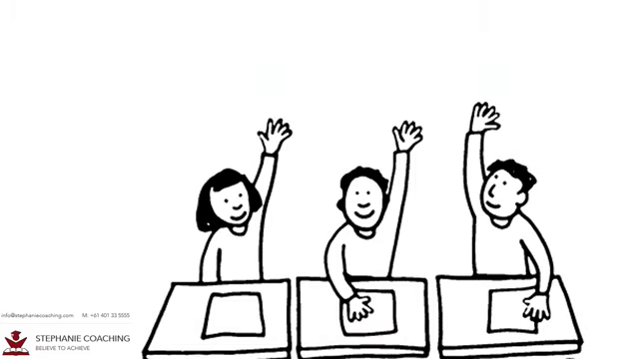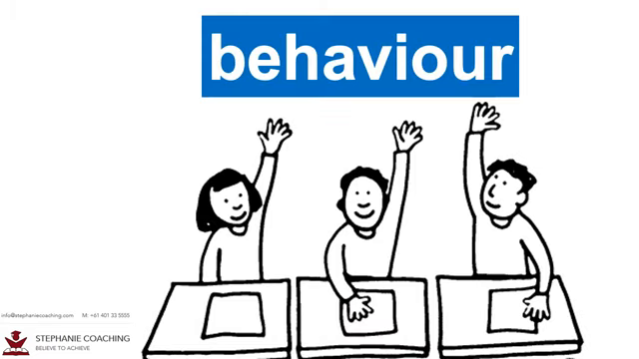Word number 4 is behavior. If you throw a tantrum, that's considered as a poor behavior. If you show good manners, that's considered as a good behavior. Behavior means how you act.